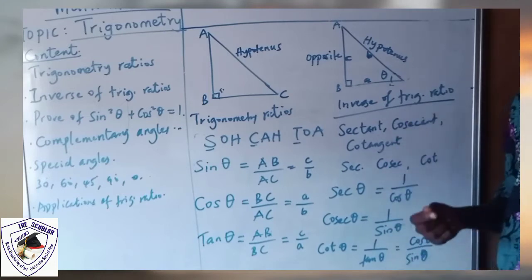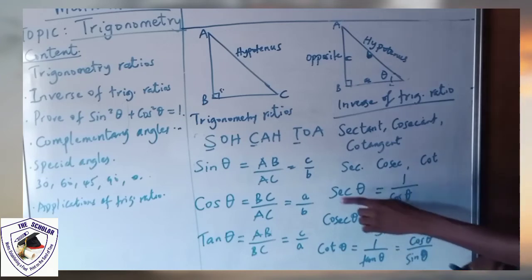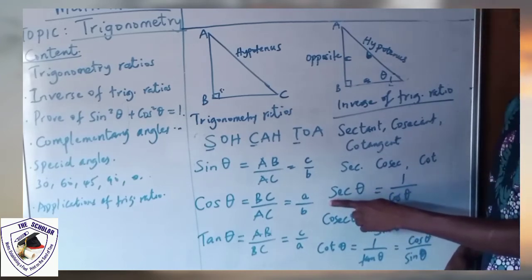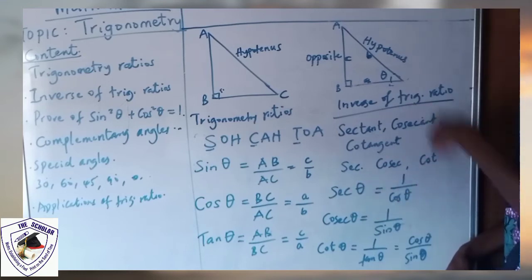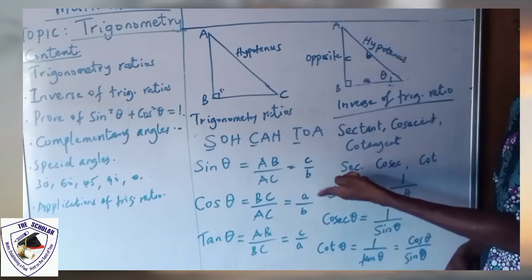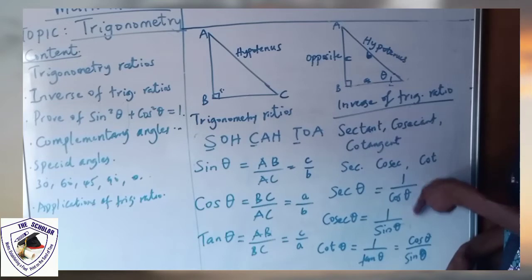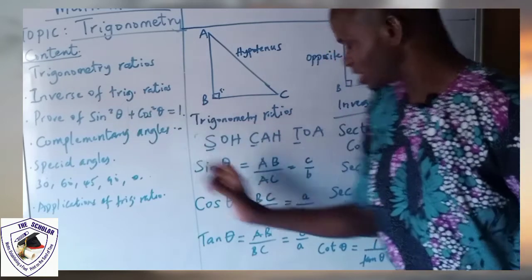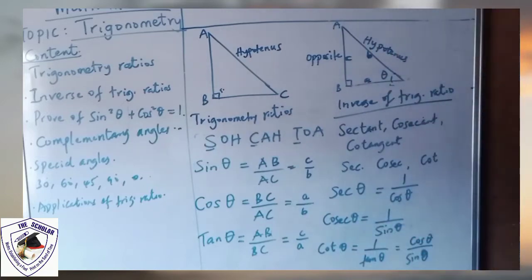Now, how do you identify the inverse? It is very simple. When you talk about sec, you see that the initial letter is S. On the other side, what you are going to have is C. So if you have S on the left-hand side, the other side will be C. If you have C on the left-hand side, the other side will be S. That is the easiest way to identify the inverse of all these. So it is very straightforward. That is the inverse of our trig ratio.